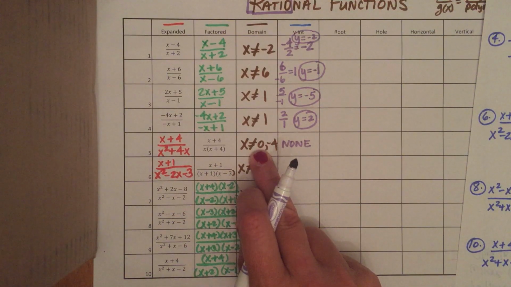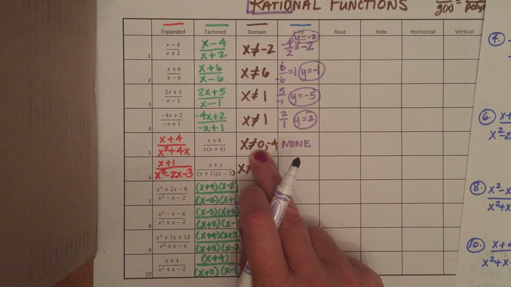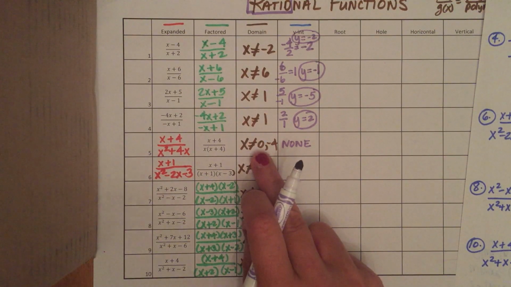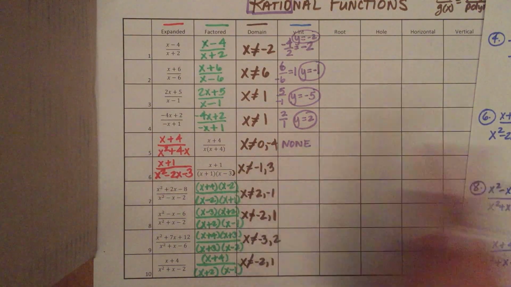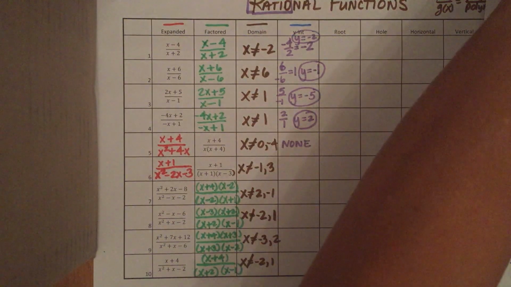values we cannot input for x? 0. That means that that value does not exist. There is no value for when x is 0. Therefore, there is no y-intercept.